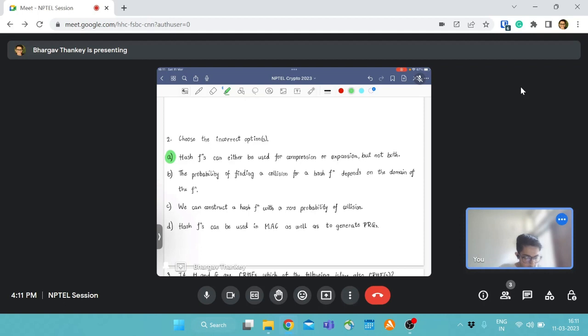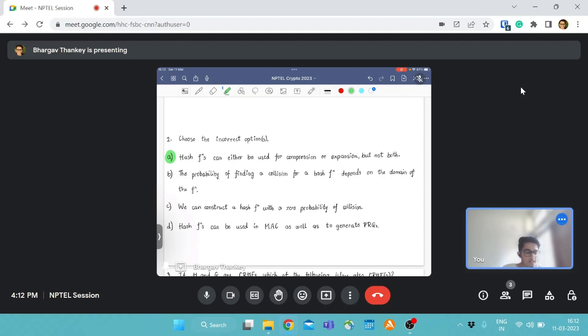Option B is the probability of finding a collision for a hash function depends on the domain of the function. Well, this is true because what we can do is we can trivially go over all pairs of messages from the domain and we would end up finding at least one collision. So the probability of finding a collision for a hash function does depend on the domain of the function. So B is correct.